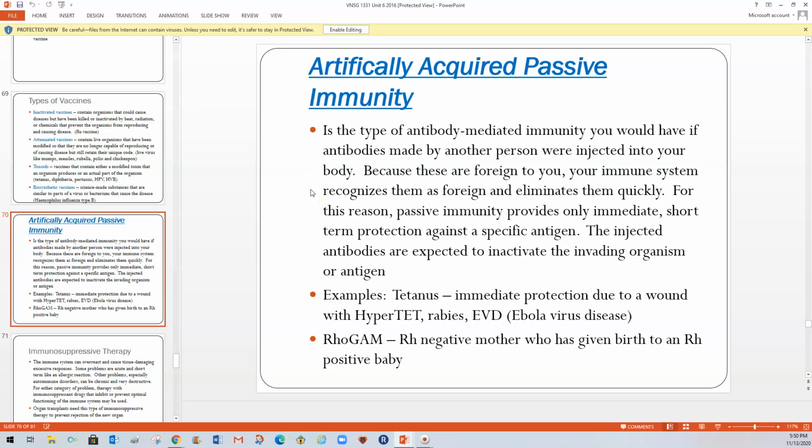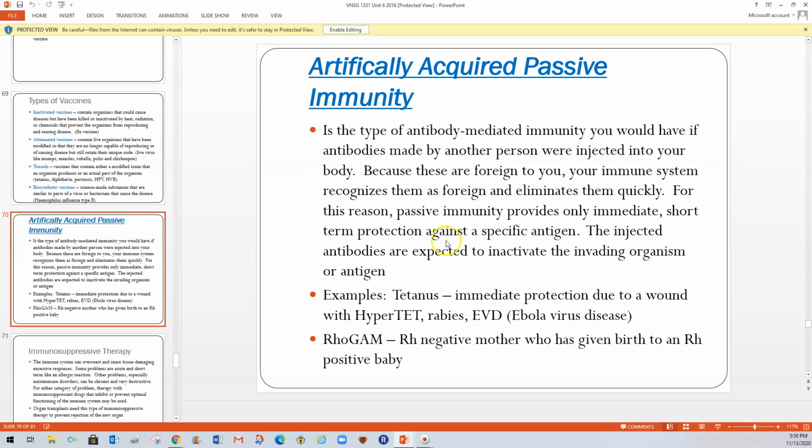Artificially acquired passive immunity is the type of antibody-mediated immunity you would have if antibodies made by another person were injected into your body. Because these are foreign to you, your immune system recognizes them as foreign and eliminates them quickly. For this reason, passive immunity provides only immediate short-term protection against a specific antigen.